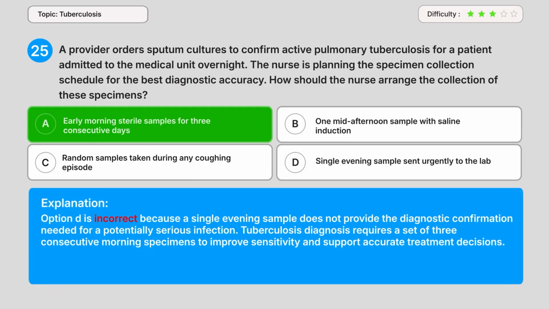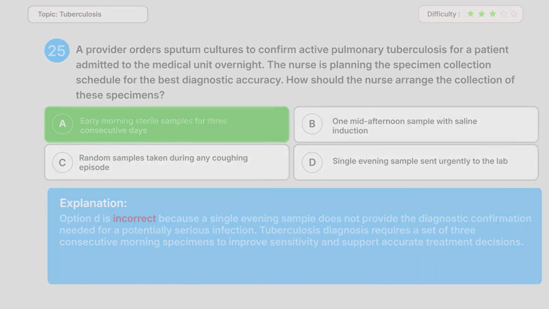Option D is incorrect, because a single evening sample does not provide the diagnostic confirmation needed for a potentially serious infection. Tuberculosis diagnosis requires a set of 3 consecutive morning specimens to improve sensitivity and support accurate treatment decisions.